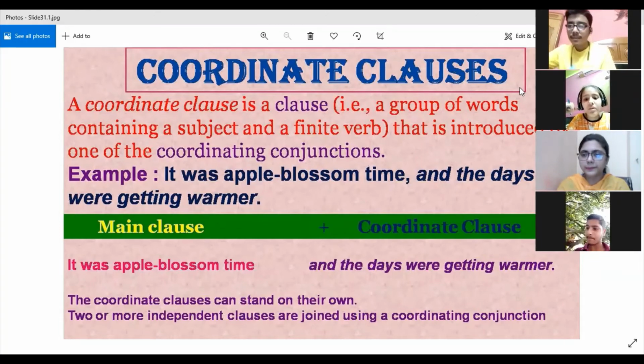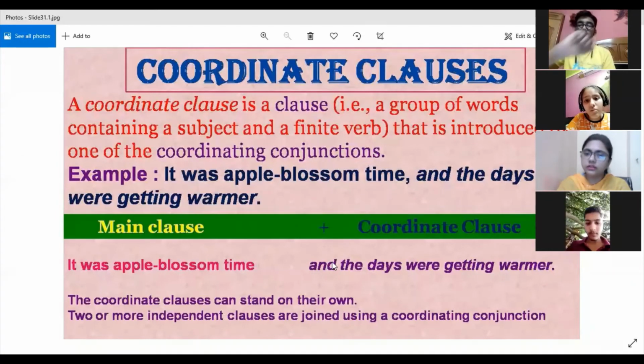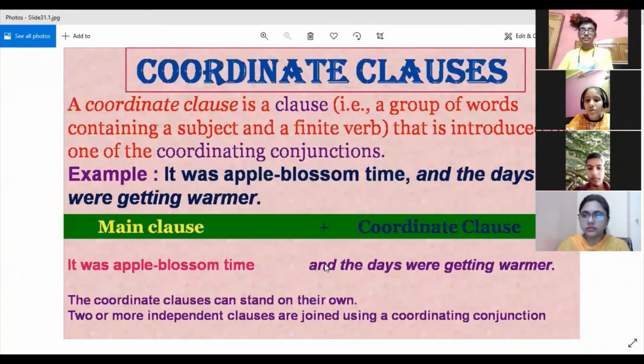Ma'am, to check whether the second part of the sentence is a coordinate clause or not, while checking, will we include the coordinating conjunction? Yes, you have to write including the coordinating conjunction. I have written it over here. But ma'am, when we check whether it can stand on its own or not? Then you will ignore this conjunction. Okay. Thank you.